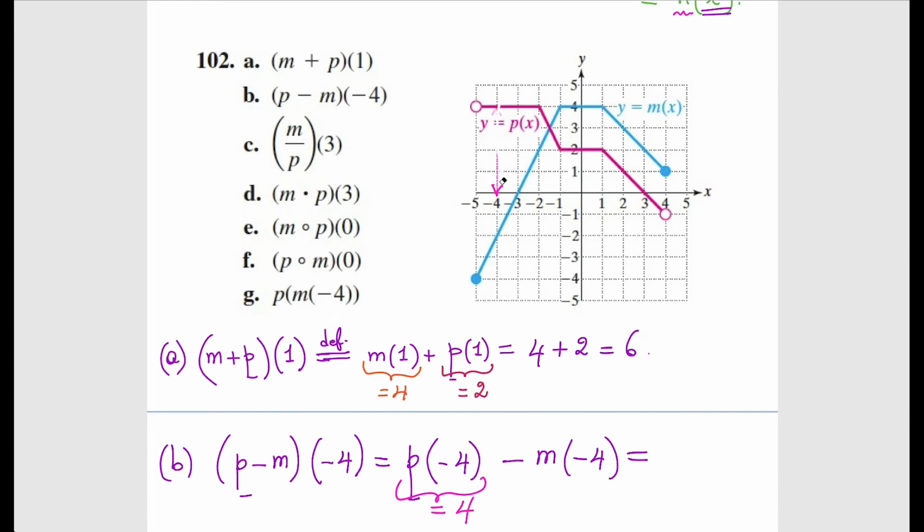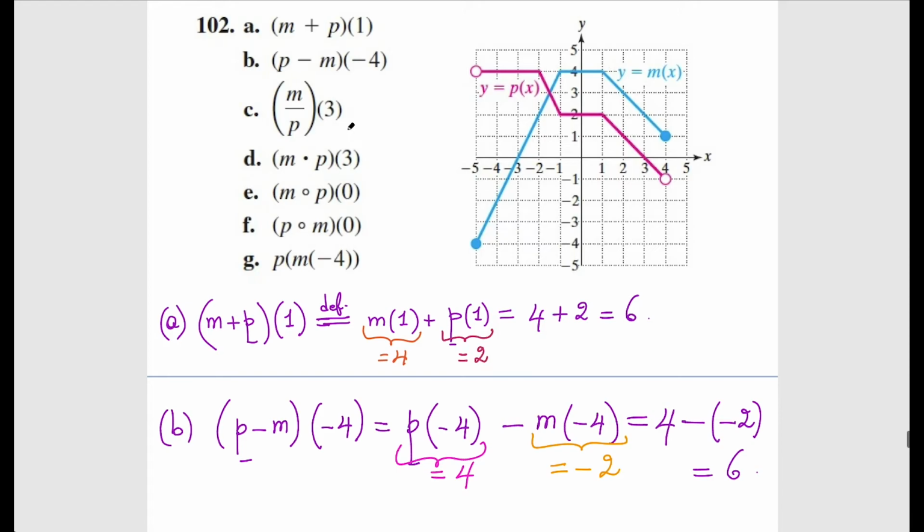Okay. And now I need to find m of -4, and the function m this time is the blue one. M of -4, that's -4 again. M of -4 is this depth, right? And how much is this depth? That's -2. Correct? Alright, and now you just subtract the results. So you subtract the -2 from the 4, which means that's a 6. Correct?